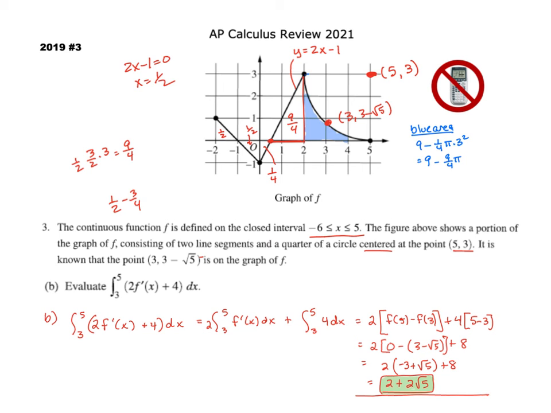and f of 3 they gave us is 3 minus radical 5, and then 5 minus 3 is 2 times 4 is 8. So you end up with 2 times -3, and then minus the negative is plus radical 5. That gives you negative 6. And then the plus 8 gives me 2. And then the 2 times radical 5.